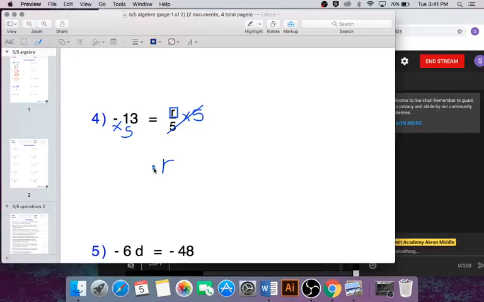And on the left side, we have negative 13 times 5. 13 times 5 is 65, and we have a negative number and a positive number. So because the signs are different, it's going to be negative 65.